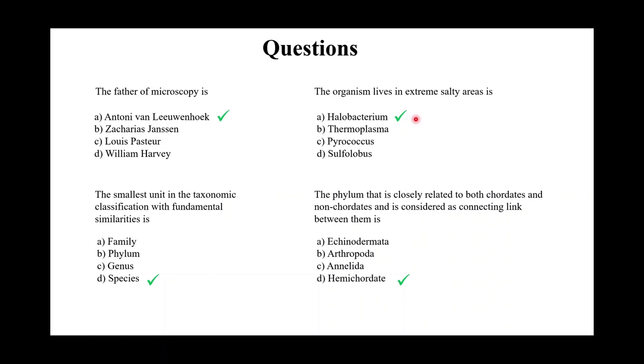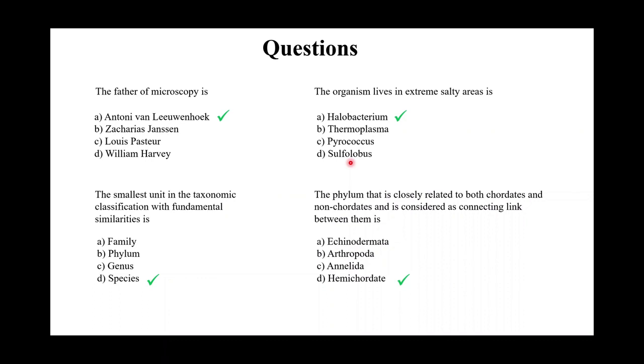So Halobacterium, halo means salt. Thermoplasma will mean something in very high temperature. Pyrococcus again means something in very high temperature, but this is a different shaped organism. And Sulfolobus means in a sulfur containing environment. So it is the organism that lives in an environment which has a high sulfur component. So you can guess these kinds of questions with the terminology as well.